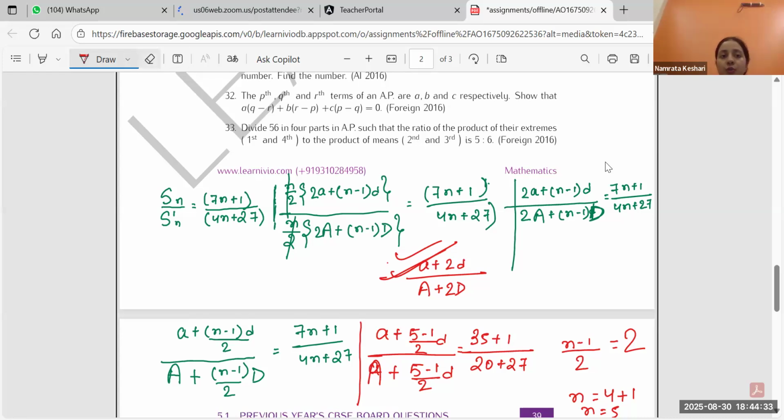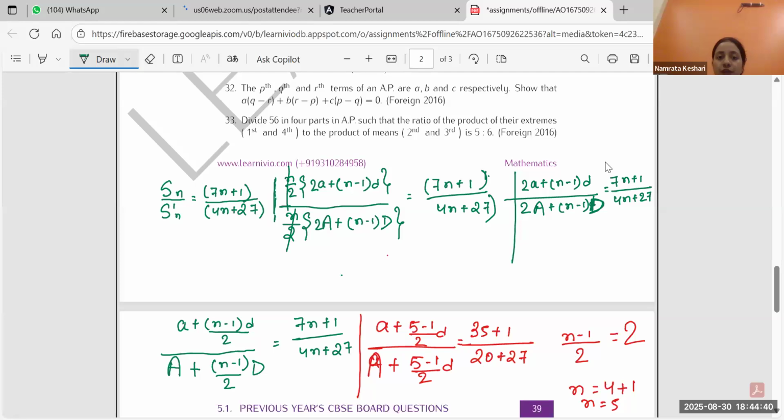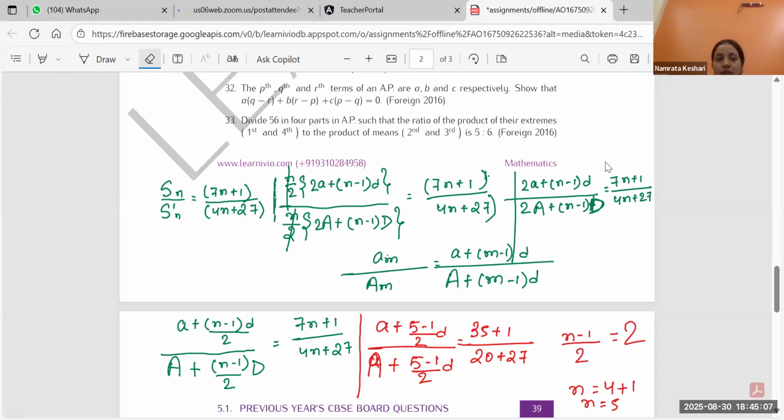Same thing we are doing in our case. We have to find the ratio of mth term, am over am just like this. So first we need to realize what we want to create, which term or which number should be multiplied with d. In the formula it is a plus m minus 1 into d, and here it will be a plus m minus 1 into d. So now our motto is to create whatever is here.